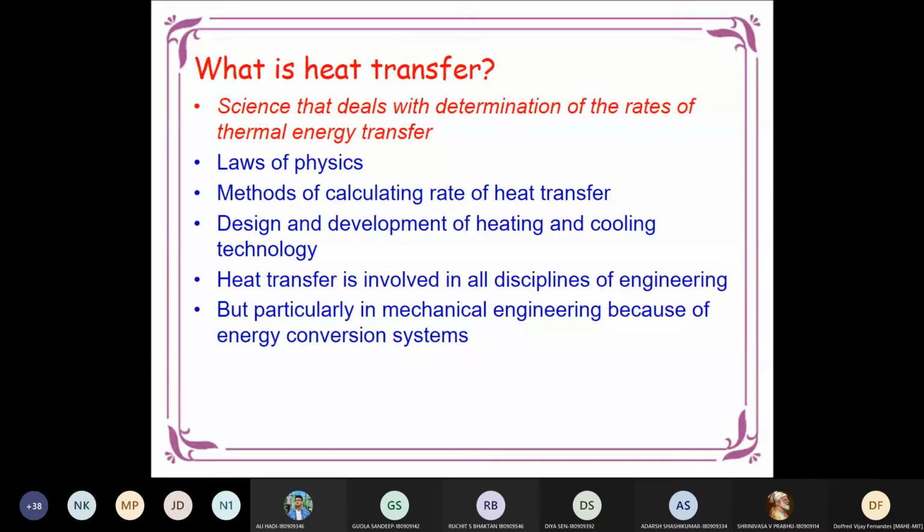Anybody? Yes, Srinivas. Yes, sir. Energy conversion. So we convert, okay, the car, sir. Yeah, a car, okay, sir, you can give an example, no problem.